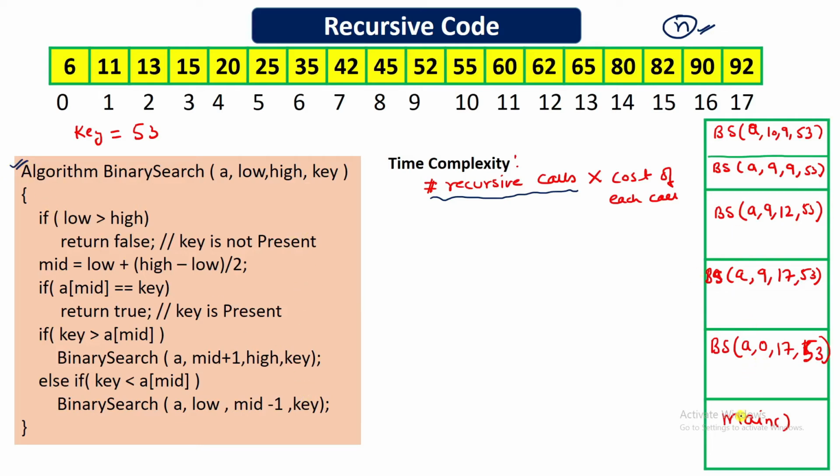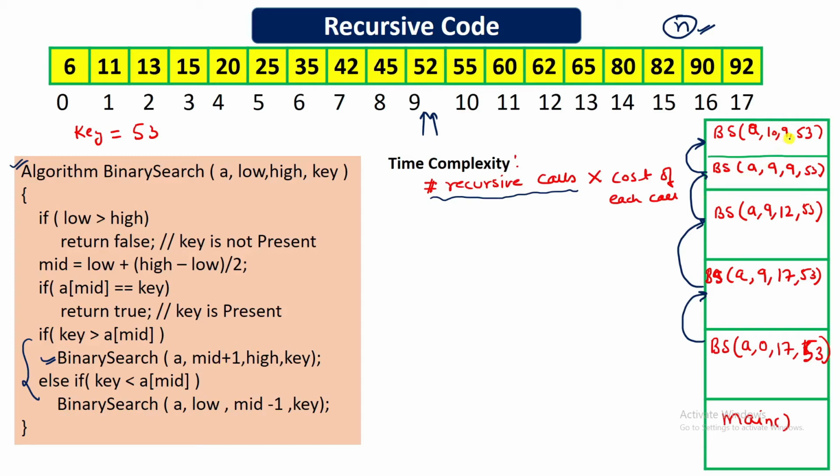Initially I will pass 0 as low and 17 as high, then low will change to 9, and I will make a recursive call with low as 9 and high as 12. Then I will make a recursive call with low and high coming here. Then the midpoint will be 9 again, and I will check whether my element 53 is equal to this 52. I will say no, so I will do this, and I will make the call in which I change low to mid plus 1.